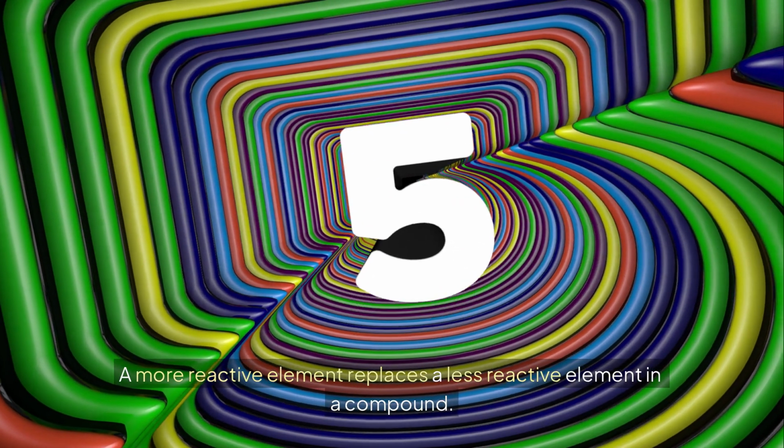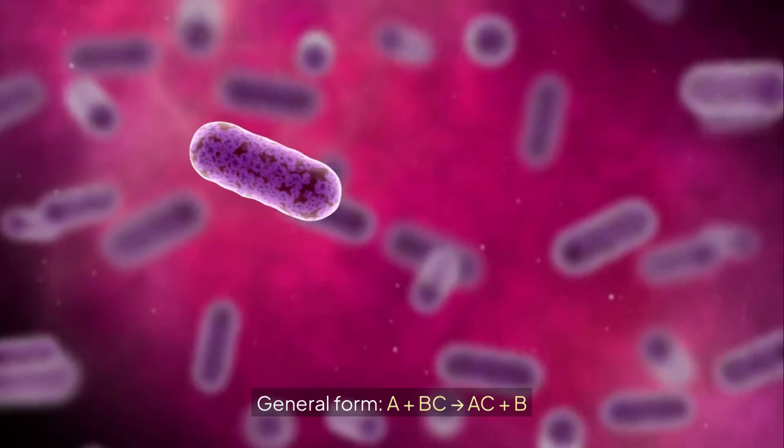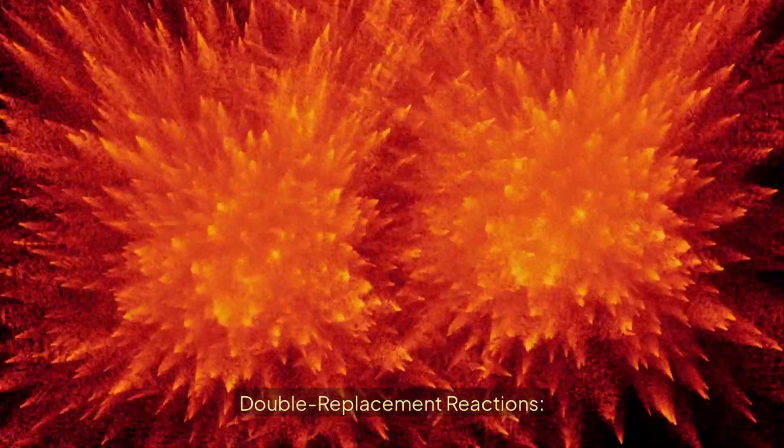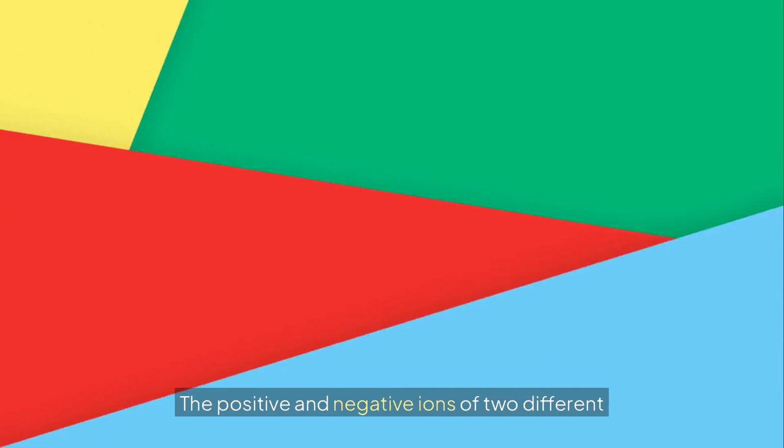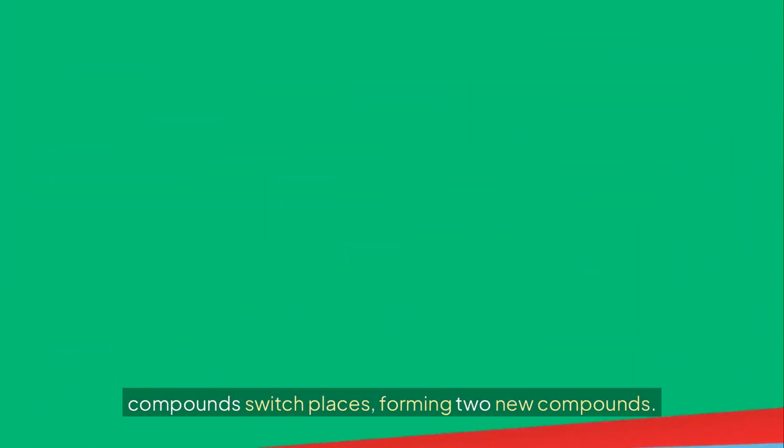General form, A + BC → AC + B. Single replacement reactions: a more reactive element replaces a less reactive element in a compound. General form, AB + CD → AD + CB. Double replacement reactions: the positive and negative ions of two different compounds switch places, forming two new compounds.